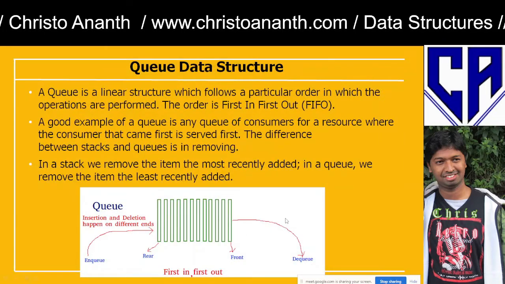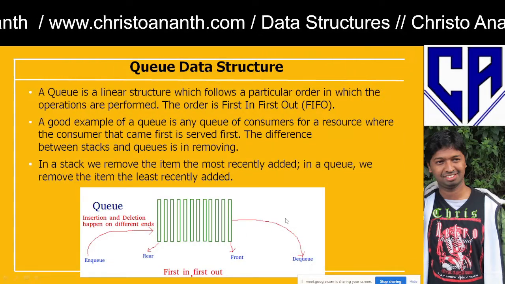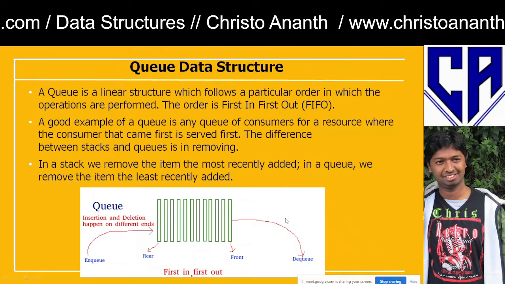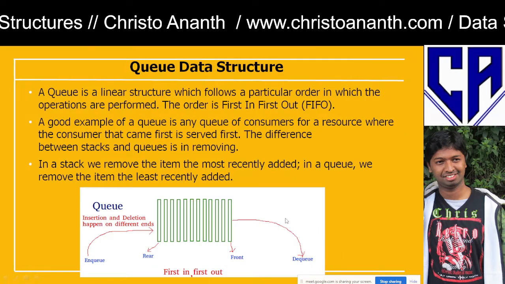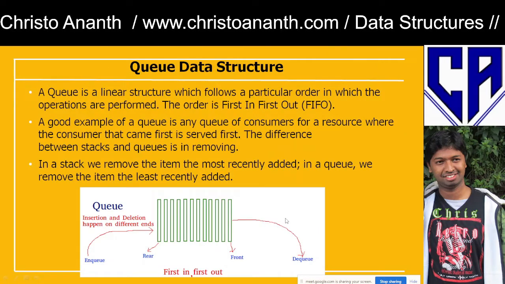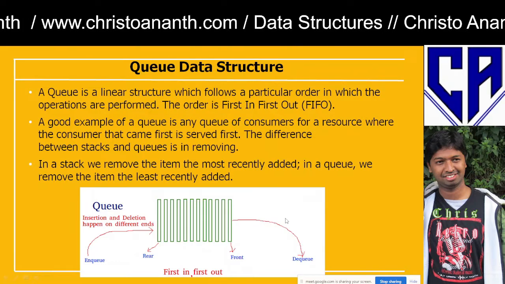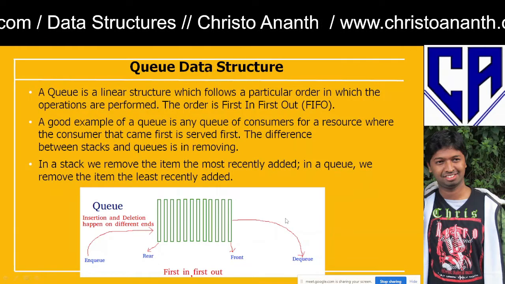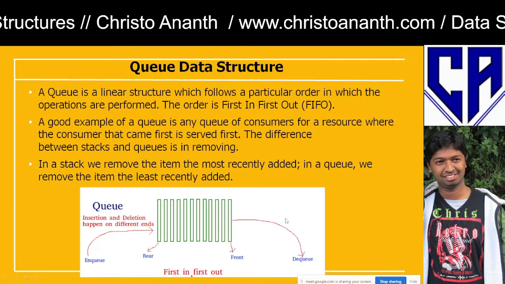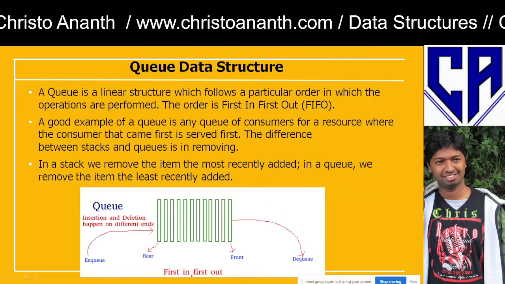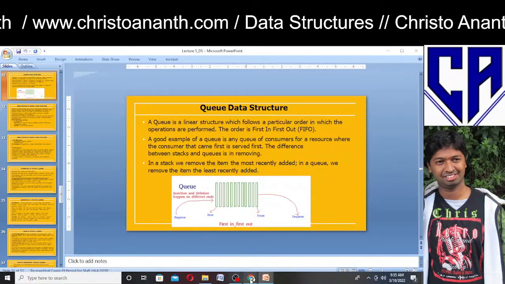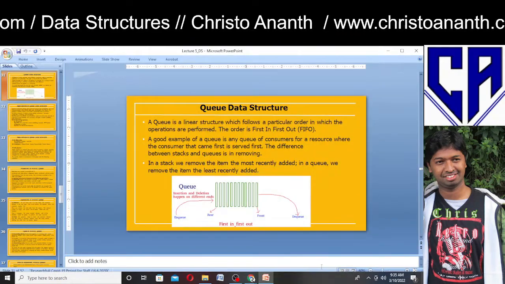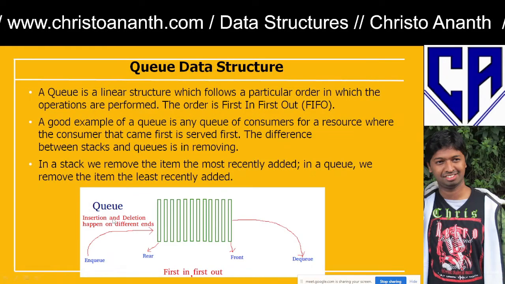Generally, a queue is a linear structure which follows a particular order. But in a queue we don't have first in last out or last in first out. We have only first in first out, which means that insertion and deletion happen on different ends. We have the enqueue operation and then we have the dequeue operation. Here we have the rear end, and here we have the front end. So this is how the queue takes place.